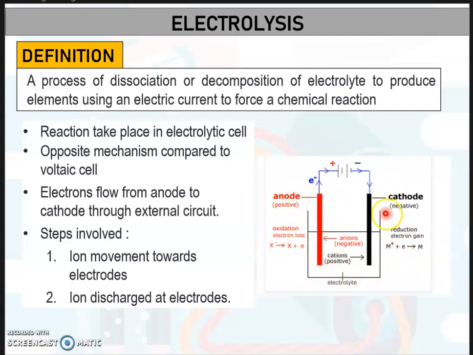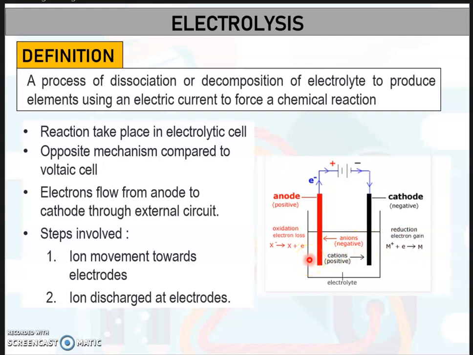So we see it is in one container. Both electrodes are dipped in the same electrolyte, which is connected with the electrical power, with the energy supply. Anode is positive. It's different from the voltaic cell, where it is negative, and cathode is negative. But the same thing happens in the anode, which is oxidation, and the same thing happens in the cathode, which is reduction.